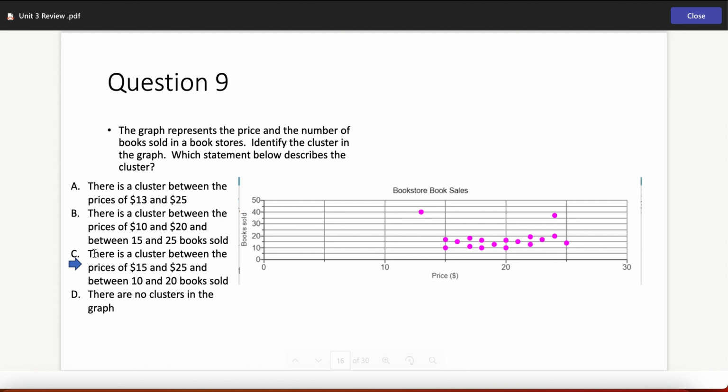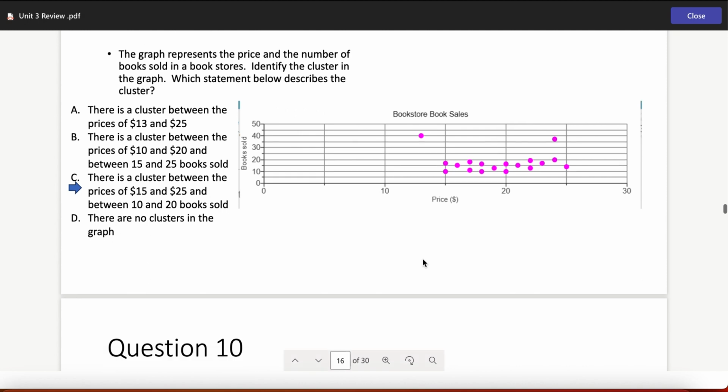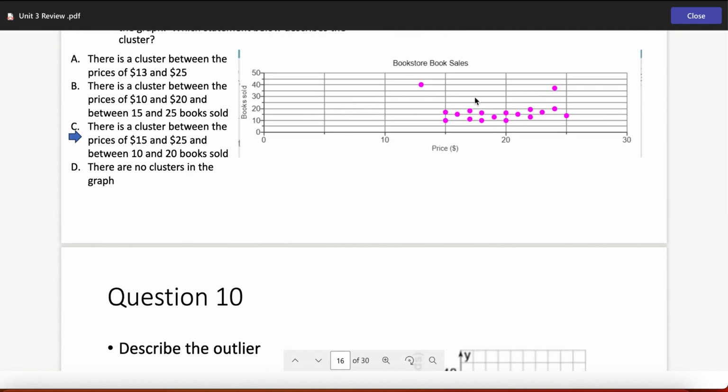And C would be: there's a cluster between prices of 15 and 25, and between 10 and 20 books sold. That's right. There's a cluster between the prices, 15 is okay right here, 25 right here, and between 10 to 20 books sold. So that's right. And D is obviously wrong. There is a cluster. So let's move on. So the answer is C. There's a cluster between the prices of 15 and 25, and between 10 and 20 books sold.